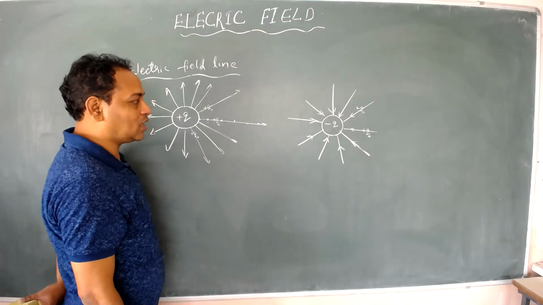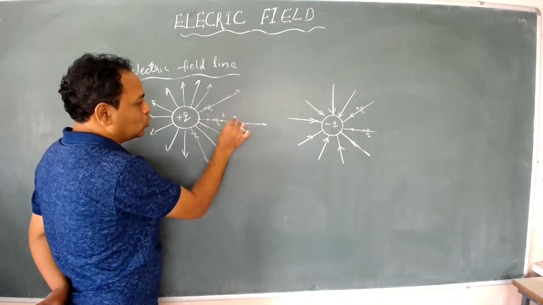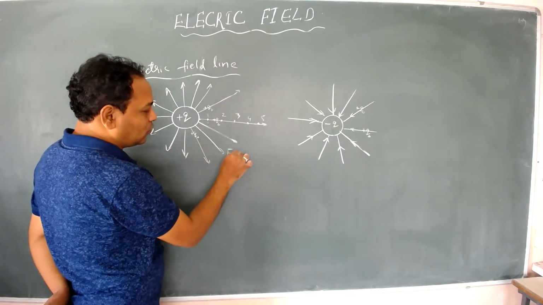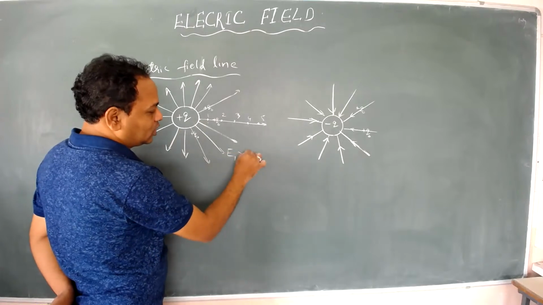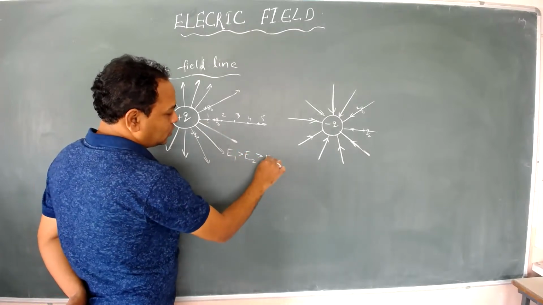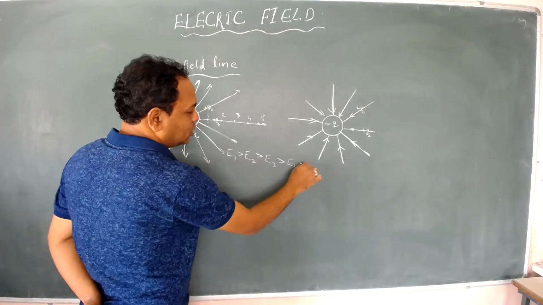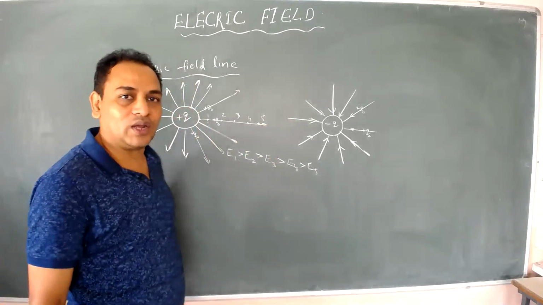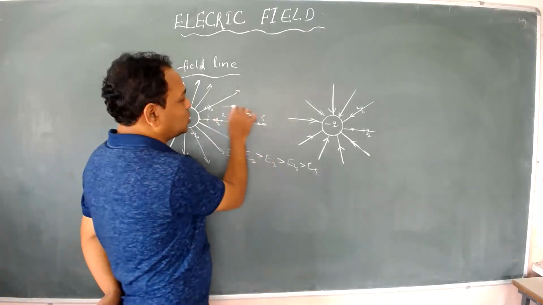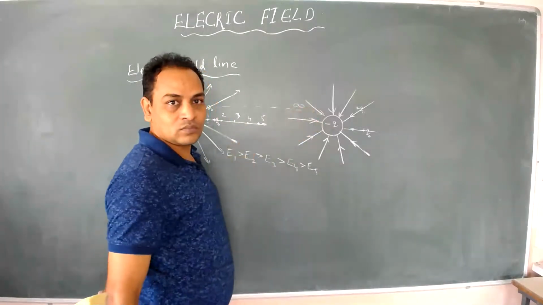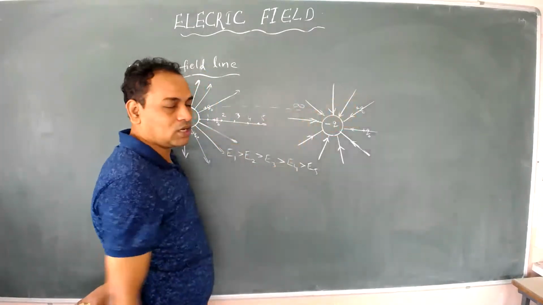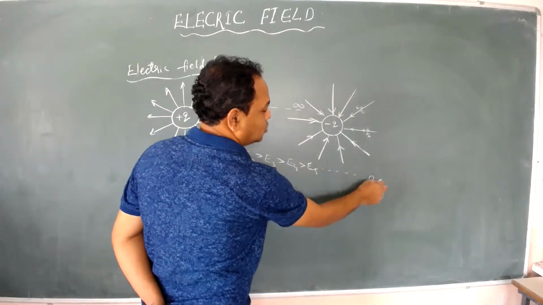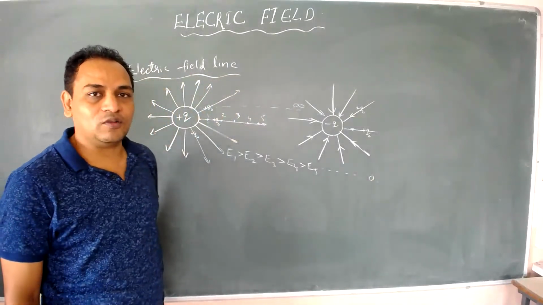So the electric field intensity gradually decreases. Suppose this is 1, 2, 3, 4, 5. I have taken 5 points. In this case, the electric field at point 1 is greater than the electric field at point 2. It is greater than this, greater than this, greater than this. So as we move away, the electric field gradually decreases. And when you go somewhere to infinity, what is the electric field at that point? At that point, the electric field will be 0. At infinity, the electric field will be 0.